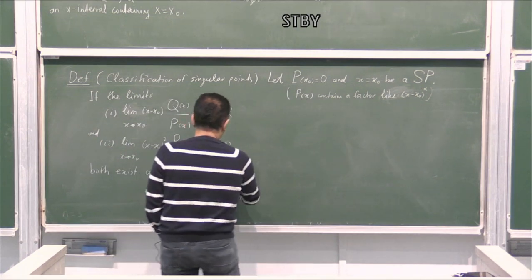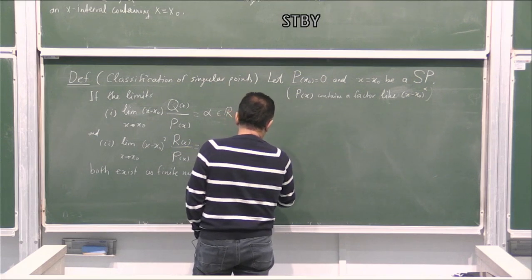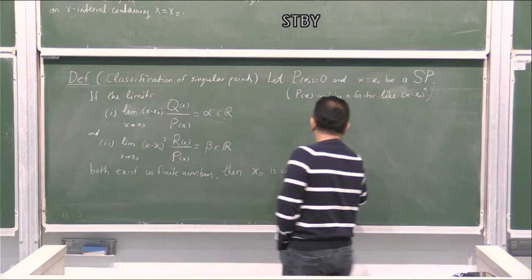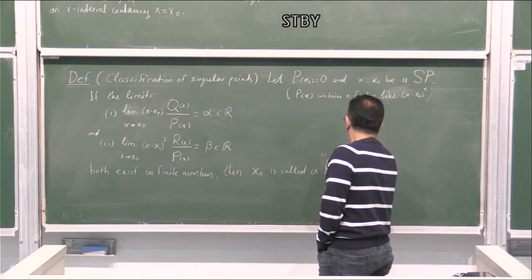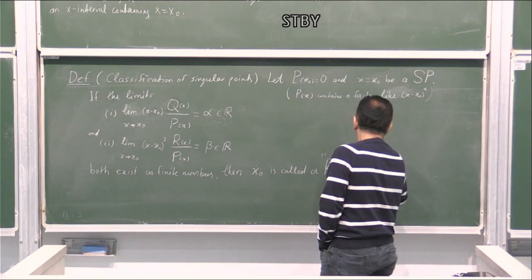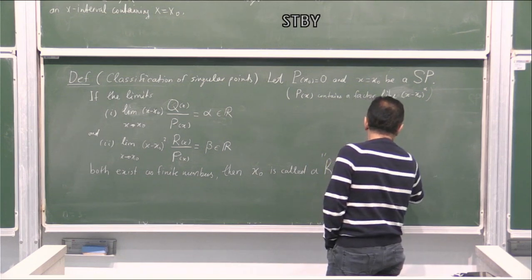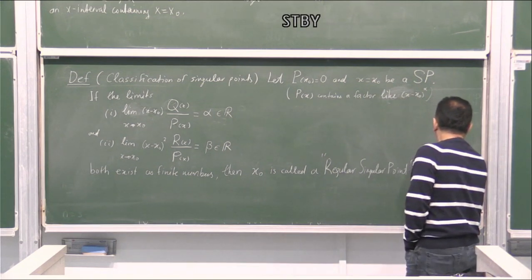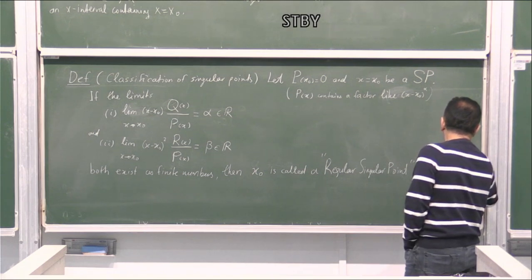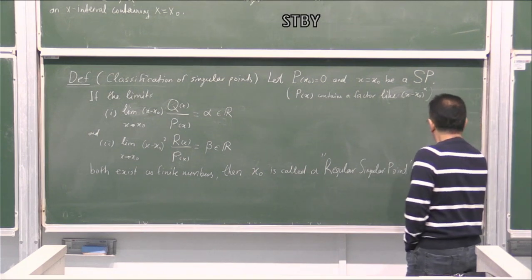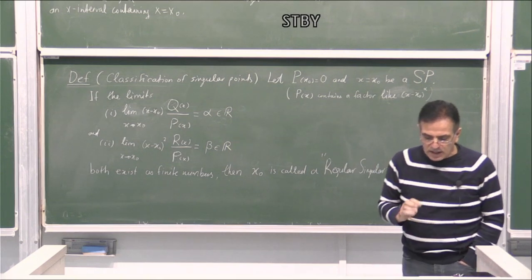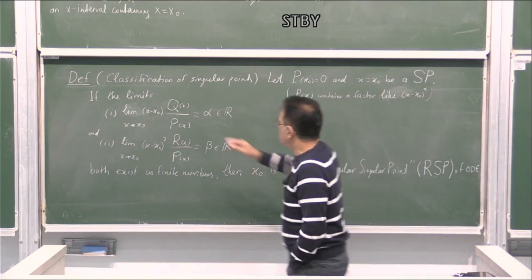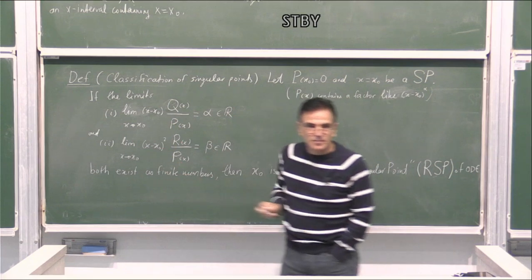Then we say that x0 is called a regular singular point, say RSP of the ODE. Use this abbreviation. So we classify the singularity at x0 in this way, looking at these two limits. Good?